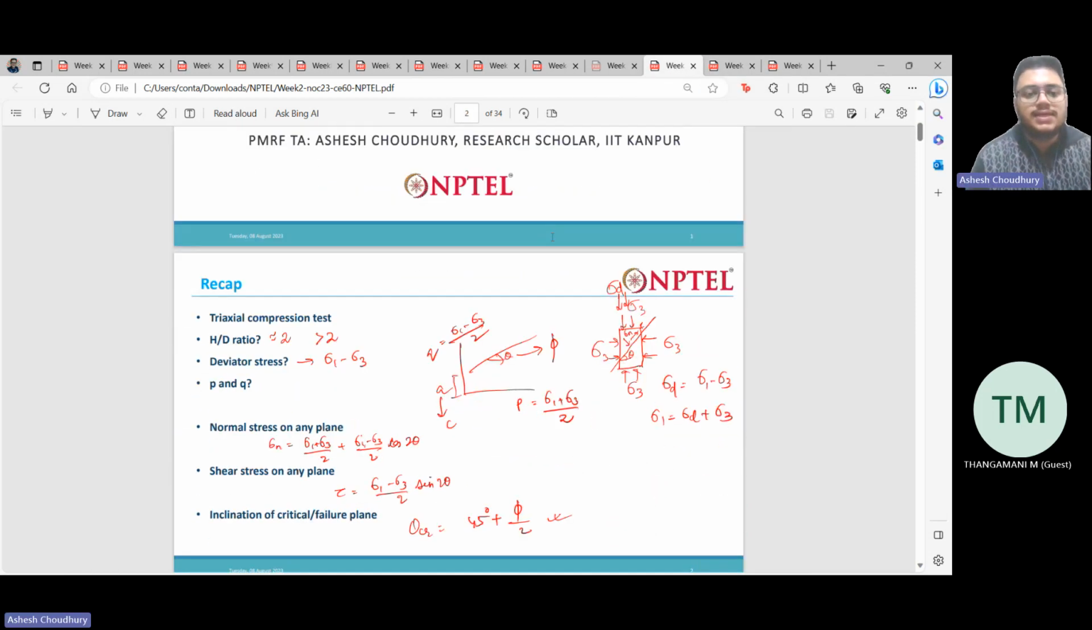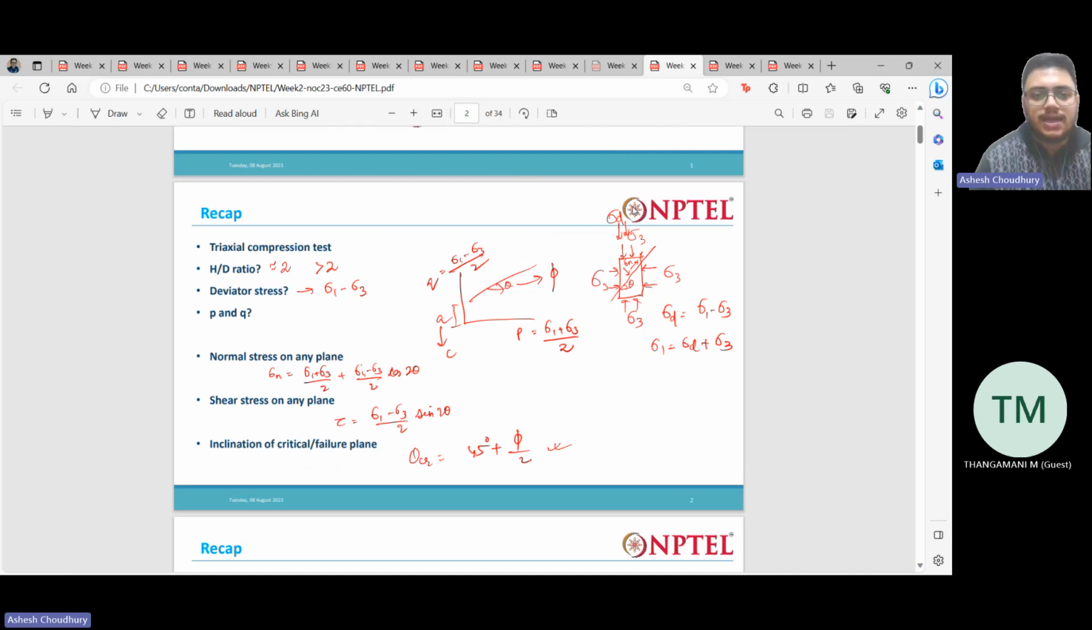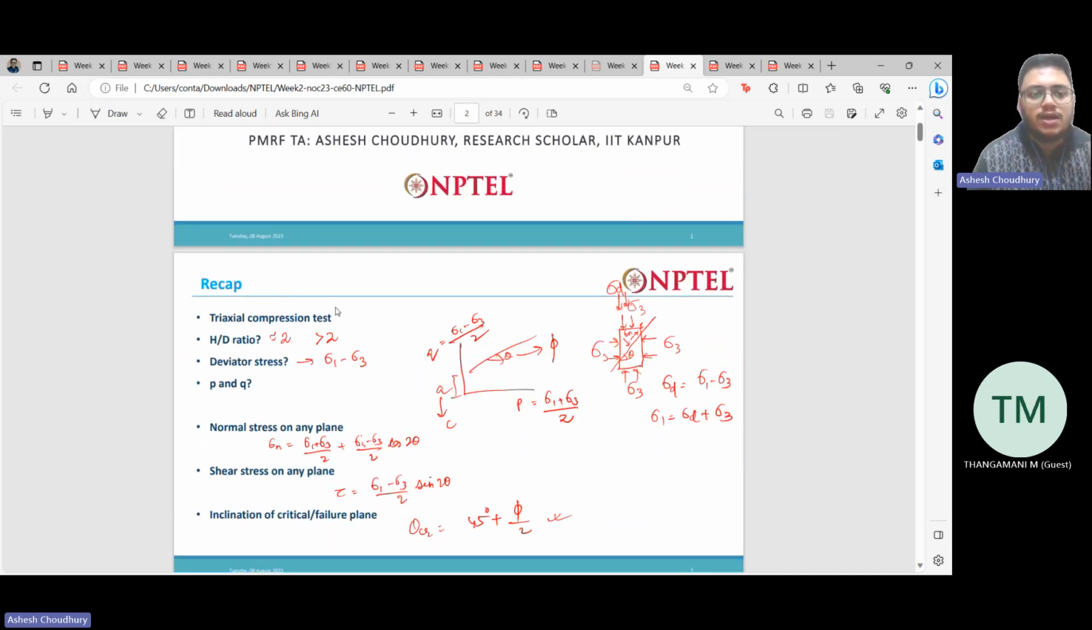In the second week, we recapitulated our basic soil mechanics concepts regarding the triaxial test. What is the triaxial test, how it is done, how much height to diameter ratio we should have, what is deviator stress, what are P and Q, how to get the normal stress and shear stress on any plane, what is the critical angle of failure. All these things we had discussed.